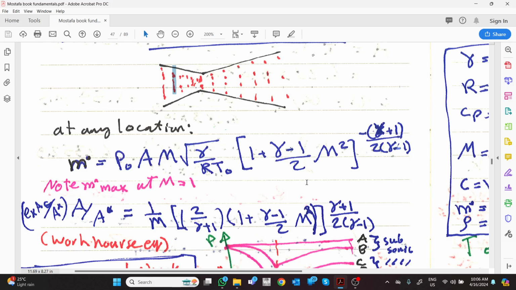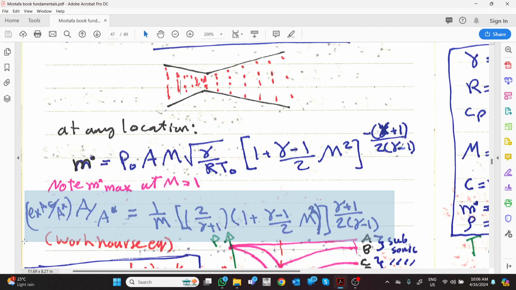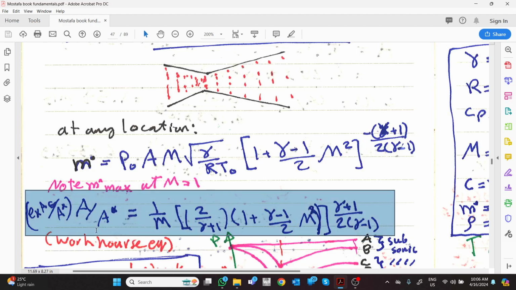So you have two solutions for it. In case of, for example, area divided by area star, the minimum area, by the way, if you put it, I will make trial and error for the solution of such an equation. You will get the first solution and the second solution. For the first solution you will find a Mach number less than 1. The second solution is a Mach number bigger than 1. If you have a calculator, you can do a trial and error solution.